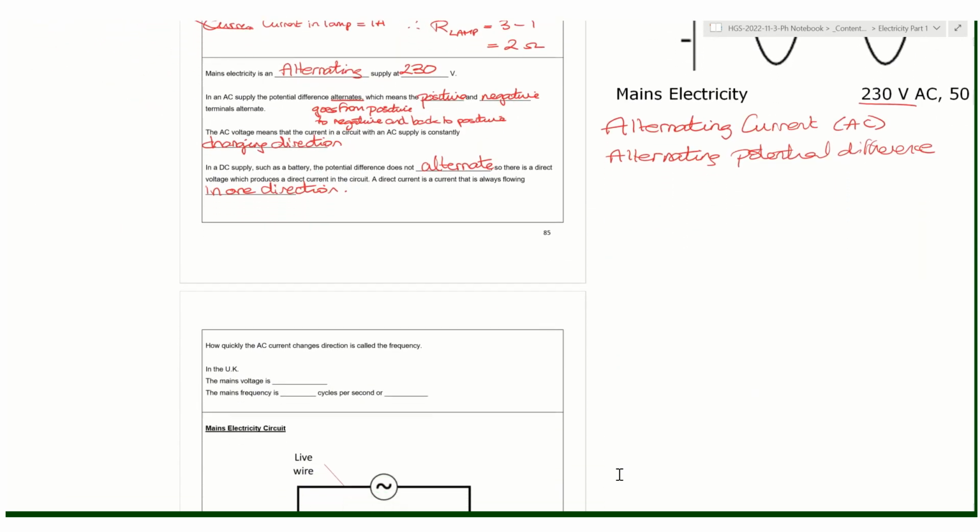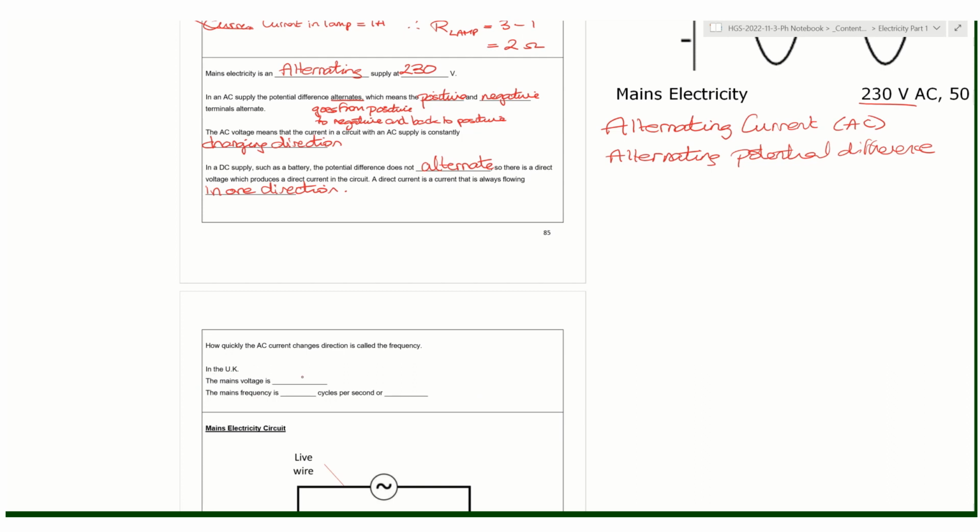Now moving on to the next page. So we see that the AC, the potential difference, goes from positive to negative, and the current changes direction. But we'd like to know how quickly that happens. And it actually happens extremely quickly.